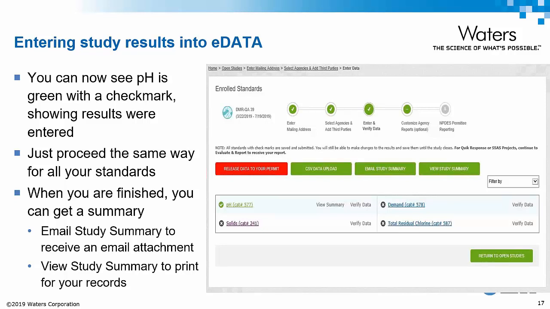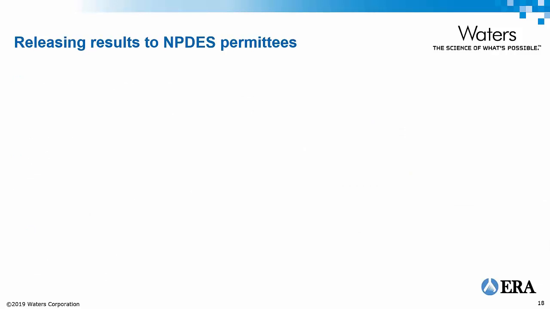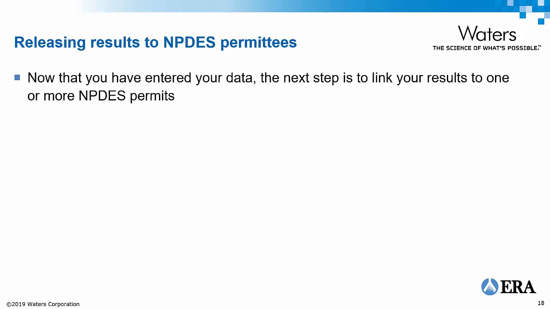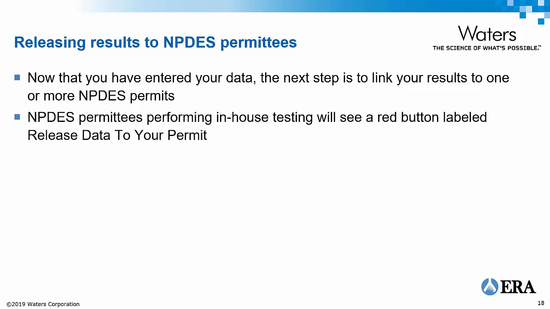Now, we'll assume you've entered your data. The next step, of course, you're doing this for DMR-QA requirements, so you have to tell us what NPDES permit numbers you're doing all this work for. So this is where you will link or release your data to one or more NPDES permits. Permittees performing in-house testing will see a bright red button labeled Release Data to Your Permit.